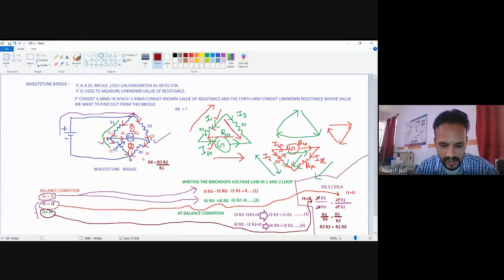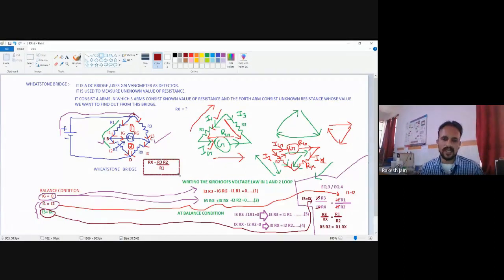This is because we know the value of R3, we know the value of R2, we know the value of R1, because they are known values of resistances. So what is the unknown value of resistance? Just R3 and R2, which are in front of each other. Multiply these two terms divided by the third resistance R1. This is the unknown resistance formula for the Wheatstone bridge, and we derived this formula.